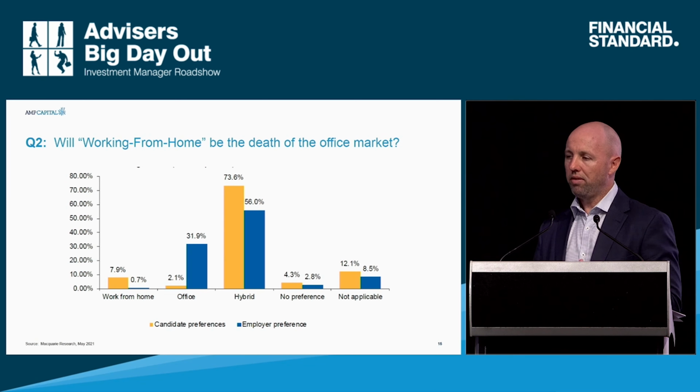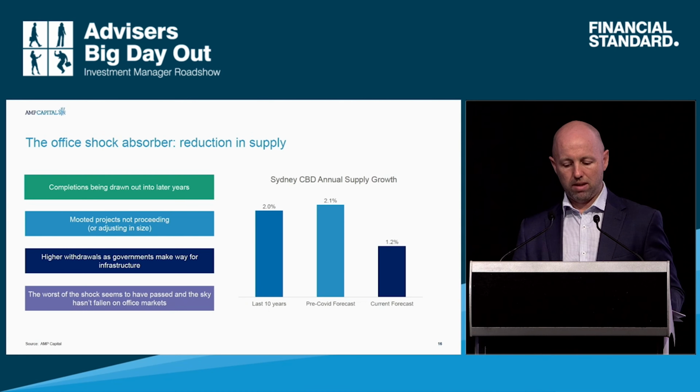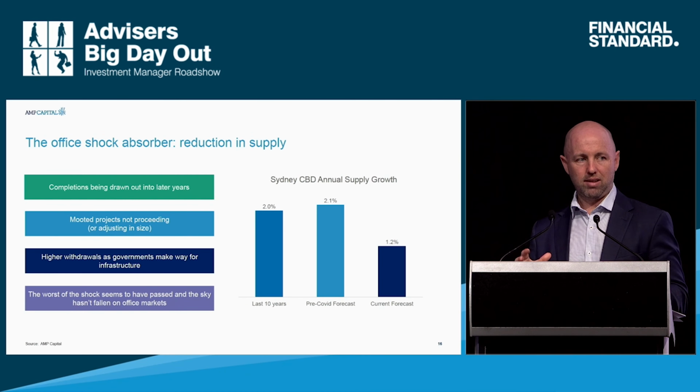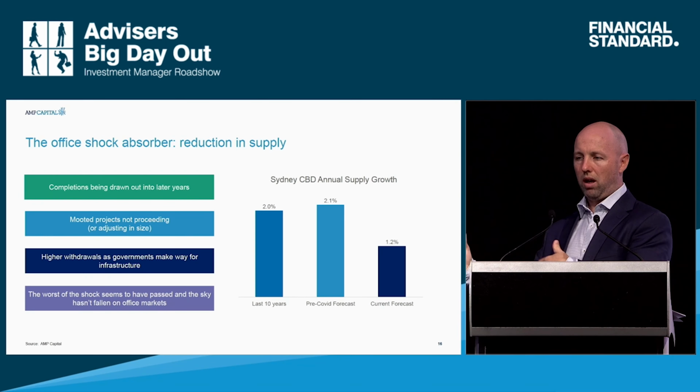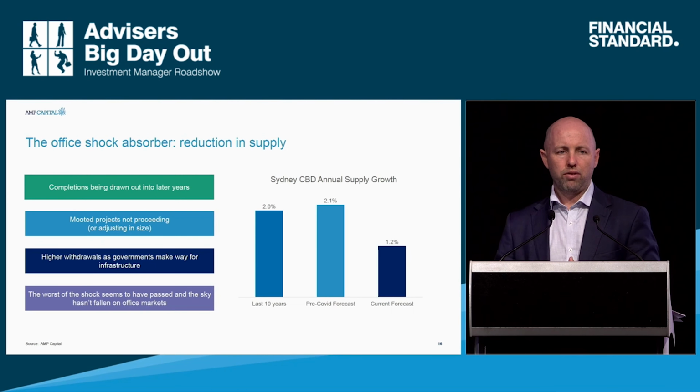What does that all mean? I think 2 years down the track, we're in a position where you're starting to see, and you've had a chance for supply to adjust. The chart on screen shows our forecast supply pre-pandemic and then post-pandemic, and it basically halved. So I think we're pretty close to finding a base.